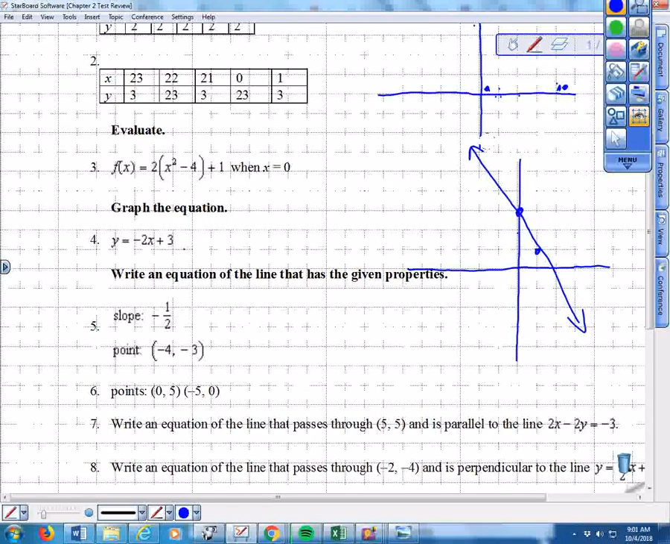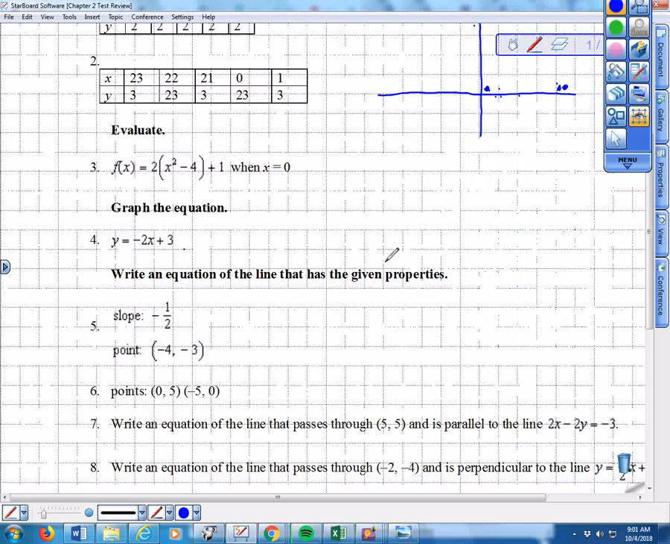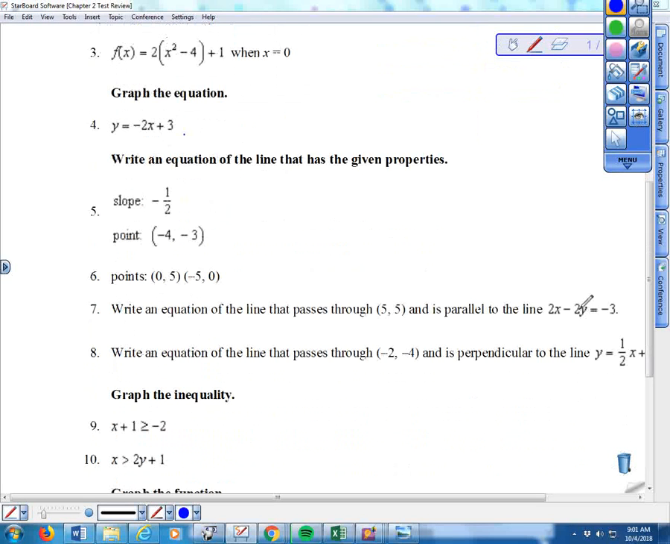Okay, write an equation of the line that has the given properties. So no parallel or perpendicular yet. We're just creating the equation of a line. They give me the slope and they give me a point. Is that point the y-intercept? No. How would I know if it was? You need to plug it in. The x would be a 0. Yep. If it's a y-intercept, the x is a 0. So they did not give me the y-intercept. They just gave me a point on the line.